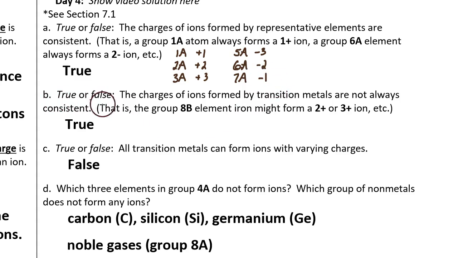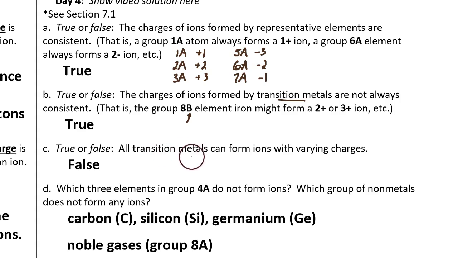Question B, true or false? The charges of ions formed by the transition metals are not always consistent. That's true. When an element is a transition metal, it might be able to form ions with different amounts of positive charge. There's a chart in the book that we look at when we want to find the different possible ions for transition elements.